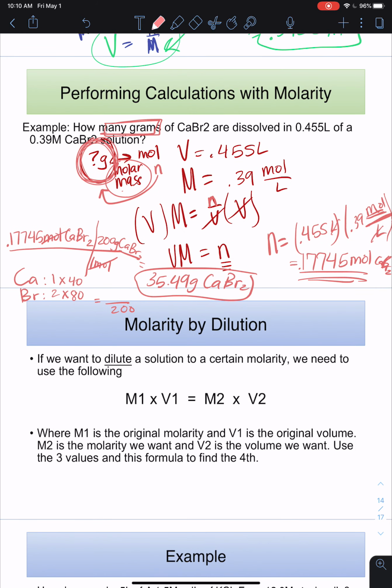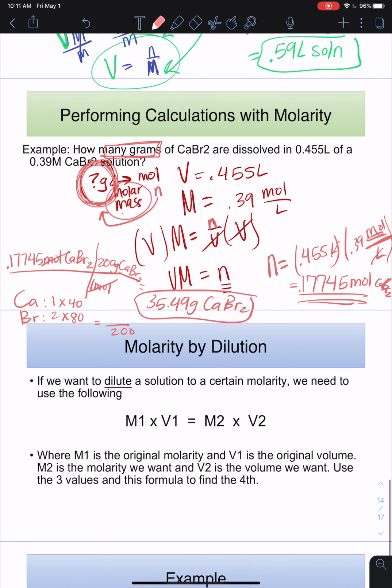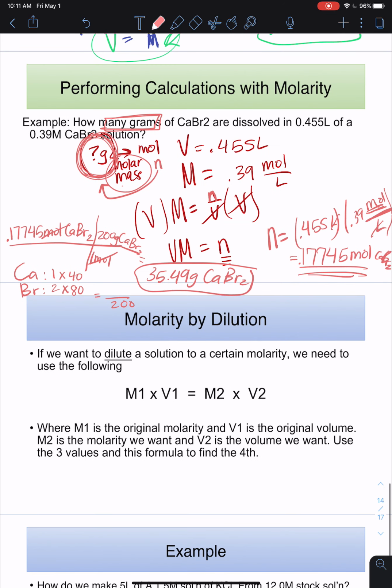Let me tell you why this is like the most realistic problem that we've done. Because you don't just like measure out moles, because moles you have to count individual atoms, and that's like impossible for us. So like with the lab that we have, we're going to measure out grams, okay? Because that's like the most practical way to do this.